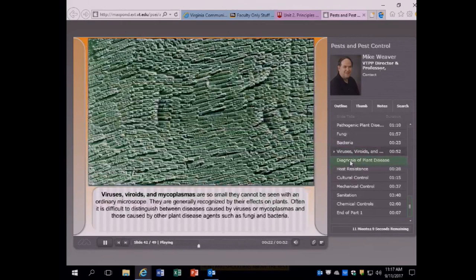The viruses, viroids, and mycoplasmas are living organisms, but they depend on other living organisms for food, like any parasite, and to reproduce. They can't exist separately from the host for very long. But they're commonly spread from plant to plant by disease vectors, such as insects of various types and insect-like pests such as mites, and even nematodes for that matter.